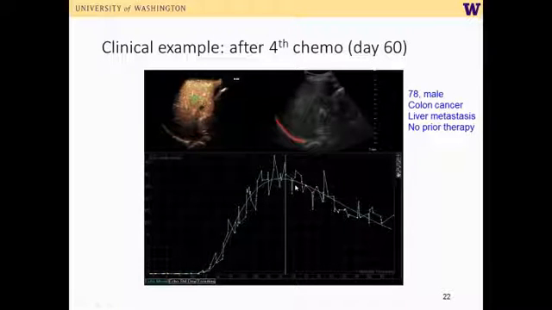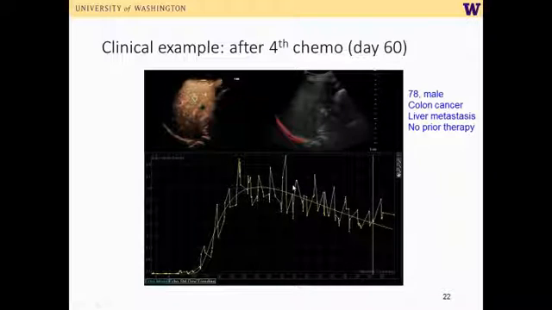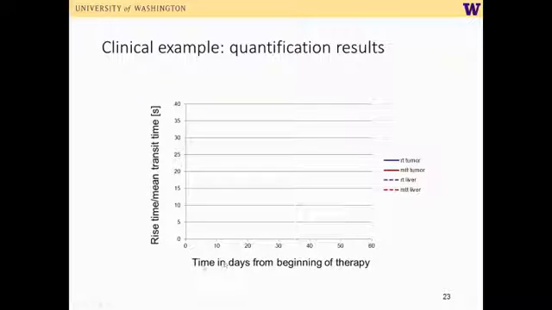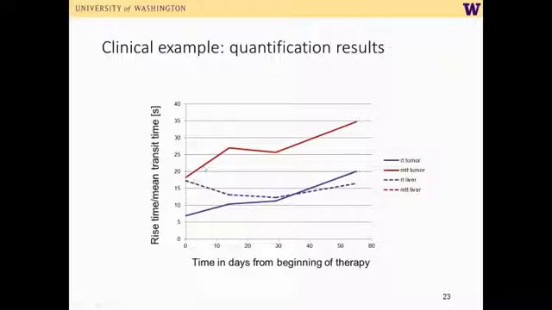This is the peak of the portal venous phase, and this is the late phase. So if we collect this data now, and we make this plot where here we have time in days from the beginning of the therapy, and this is rise time and mean transit time in seconds. This solid line here is the rise time of the tumor. This solid line here is the mean transit time of the tumor. The dashed line here is the rise time of the normal parenchyma, and the dashed line here is the mean transit time from the normal parenchyma.